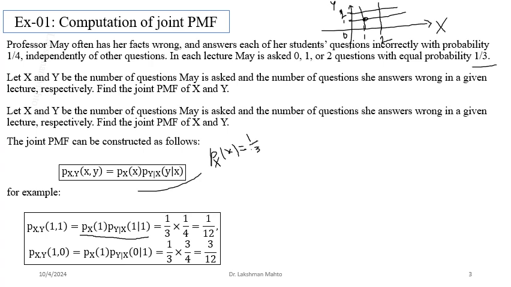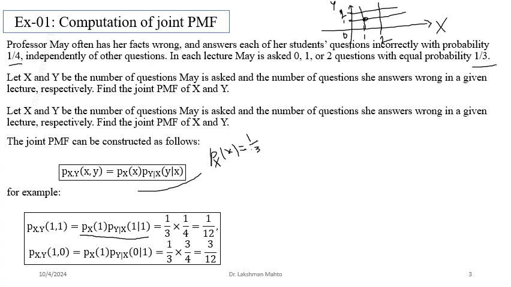So what is the probability that the one answer is wrong? 1/3. So it is already given. 1/4, sorry. One question has been asked, what is the probability that it is a wrong answer? Professor May is giving a wrong answer. It is 1/4. So the joint probability of 1, 1 would be 1/3 into 1/4, so 1/12.